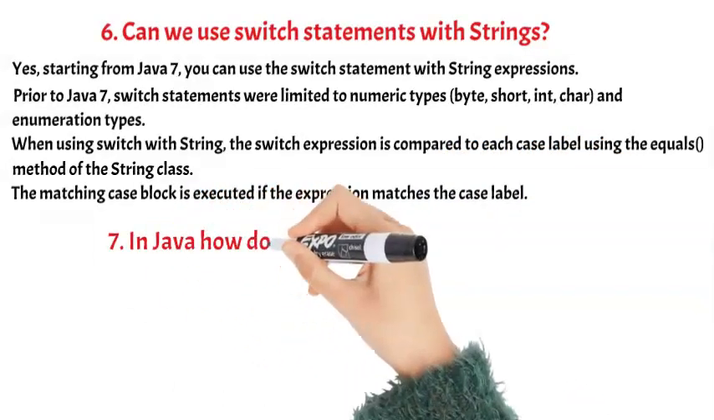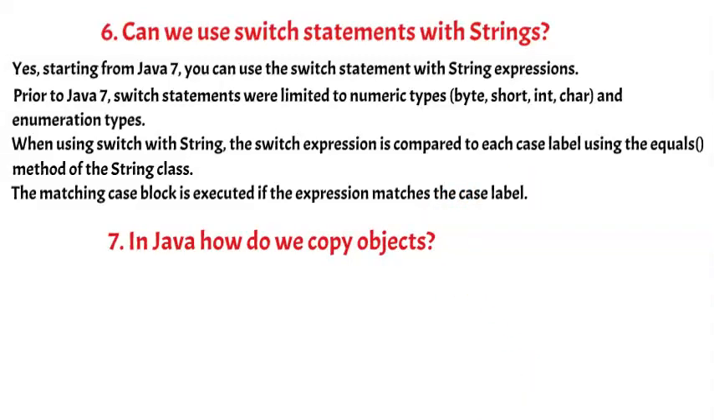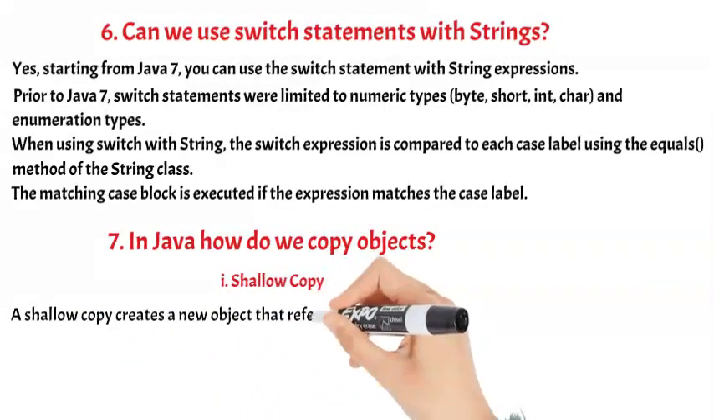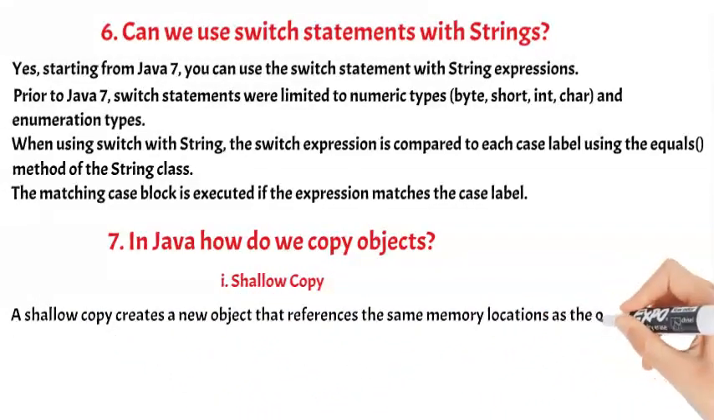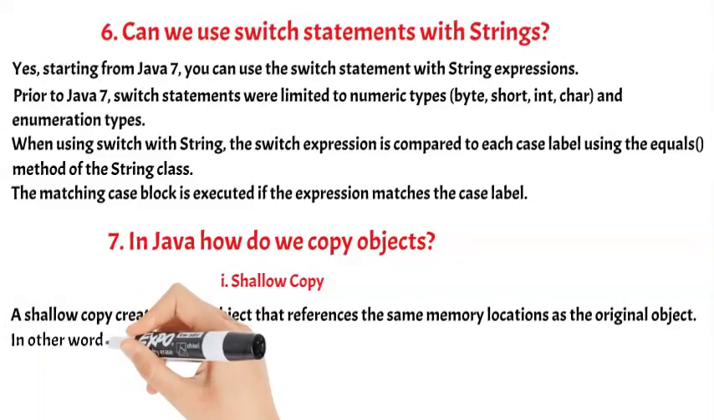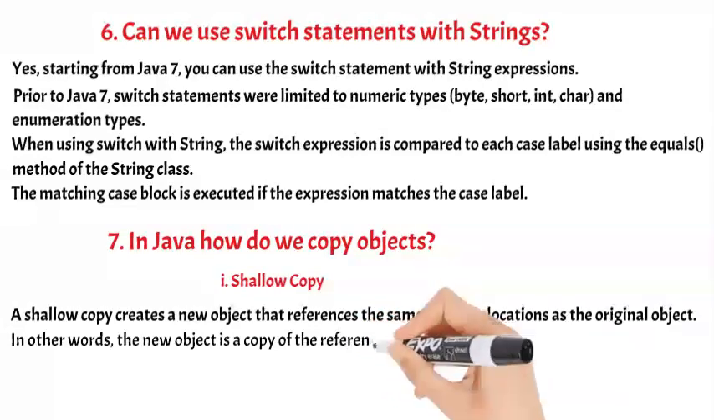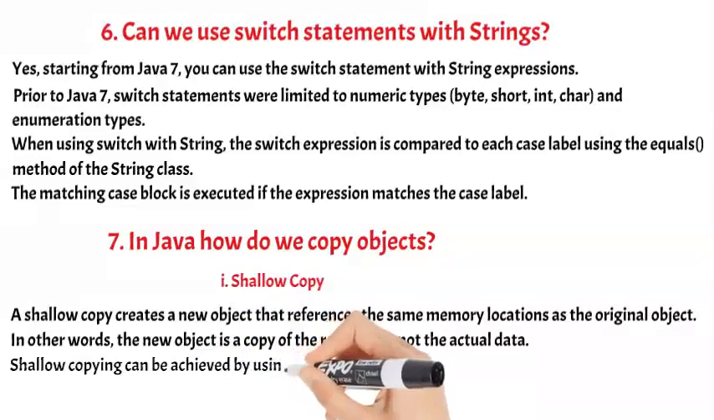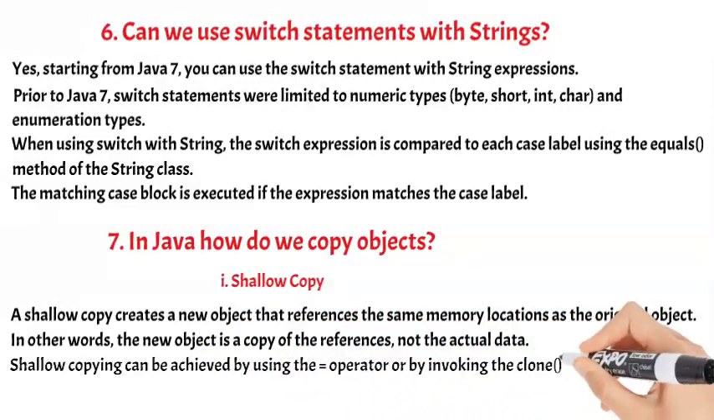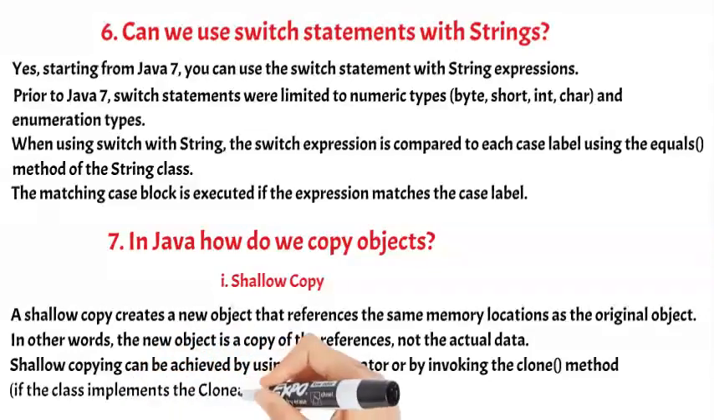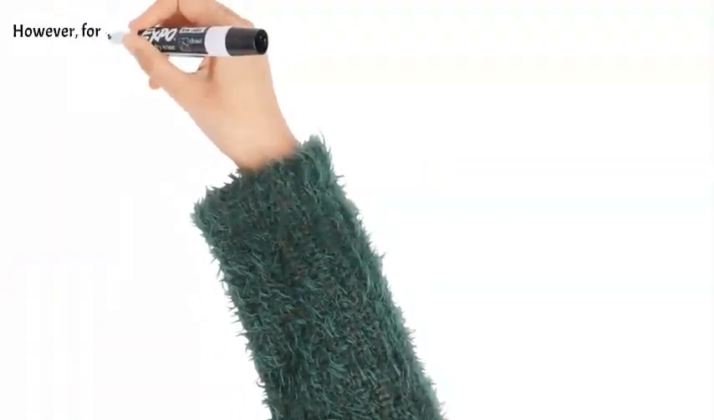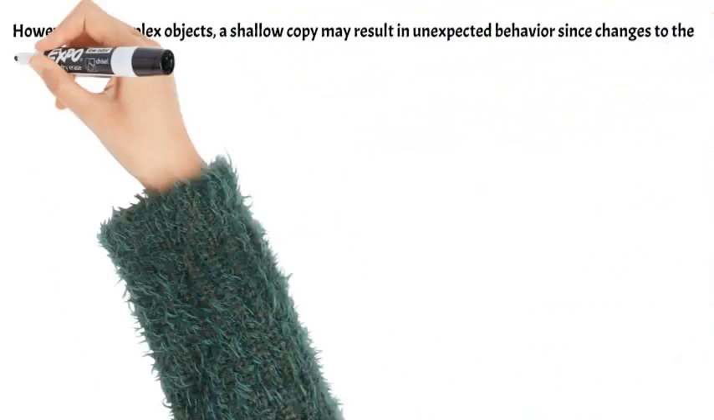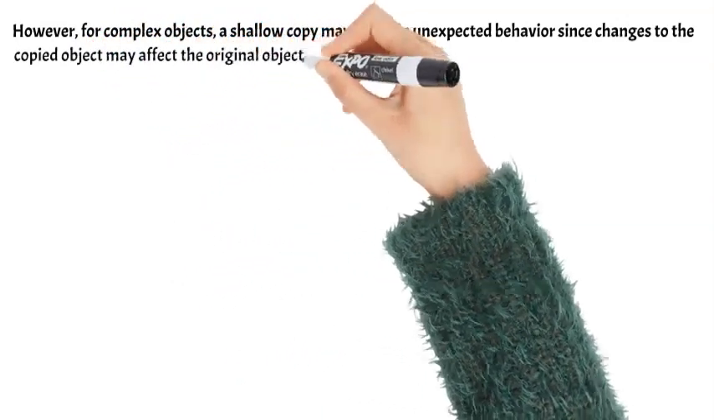7. In Java, how do we copy objects? 1. Shallow copy. A shallow copy creates a new object that references the same memory locations as the original object. In other words, the new object is a copy of the references, not the actual data. Shallow copying can be achieved by using the equals operator or by invoking the clone method if the class implements the Cloneable interface. However, for complex objects, a shallow copy may result in unexpected behavior since changes to the copied object may affect the original object.